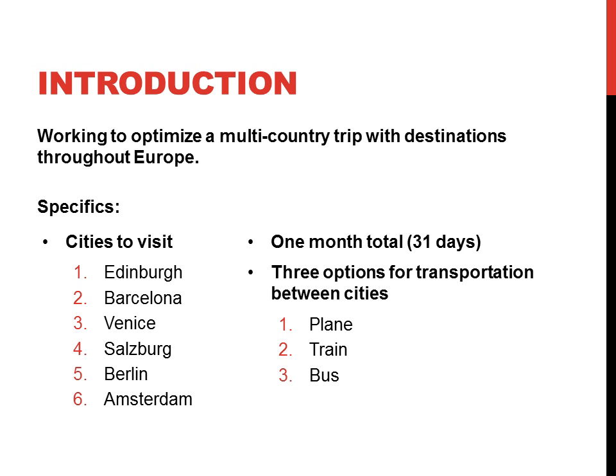When I began my project, I wanted to optimize a multi-country trip with destinations throughout Europe. As I moved forward, I began to add some specifics to the problem. I've decided that I want to visit 6 countries over a 31-day span. To get to these cities, I wanted to have 3 options for transport: plane, train, or bus.